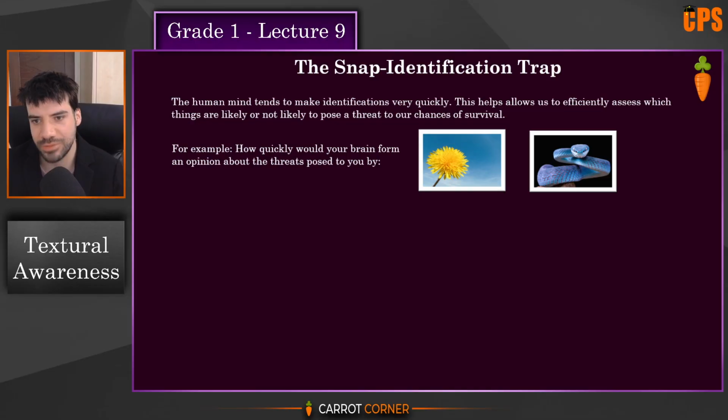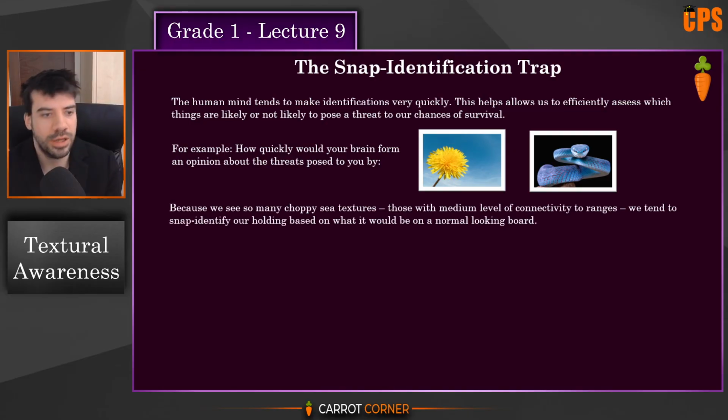We'll make these snap judgments really quickly in order to sort different objects in our environment out from one another, and in order for us to very quickly and efficiently make decisions without wasting a lot of valuable time that could be spent hunting, gathering, sheltering, eating, whatever. So because we see so many choppy C textures, these are the average ones, remember, those with medium levels of connectivity to ranges, we tend to snap identify our holding based on what it would be on a common or normal looking board.